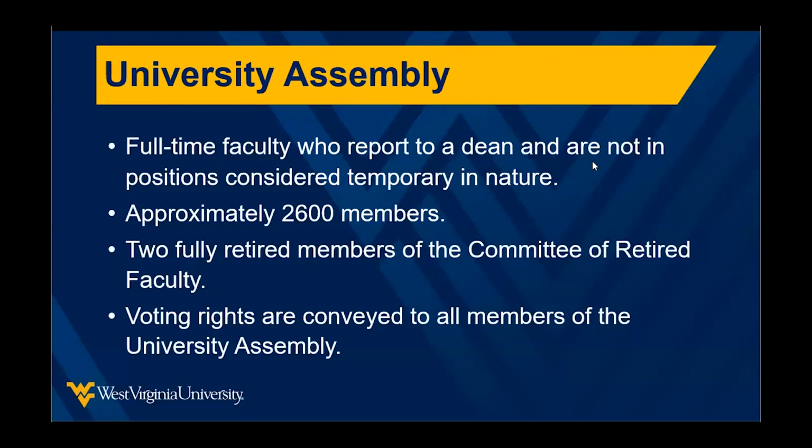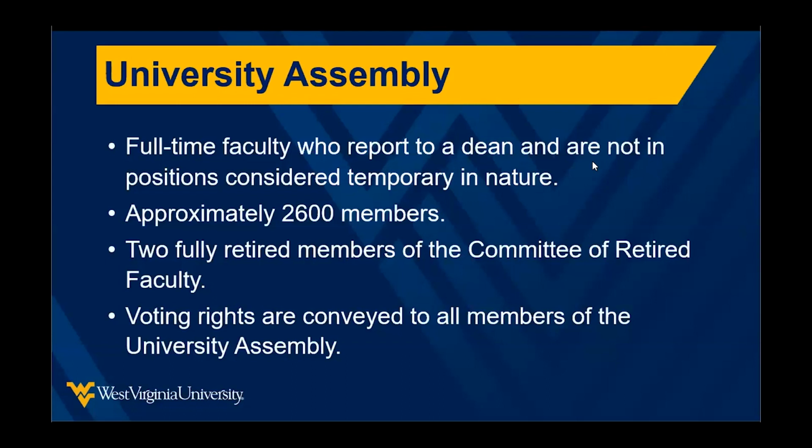So we have two sort of groups of faculty, if you will. The broadest group is what's called the University Faculty Assembly. You might be familiar with this if you have been around the university for a little while, particularly in the fall when we call a University Assembly meeting and have all faculty come together. So members of the University Assembly include full-time faculty who report to a dean and who are not in positions considered temporary in nature. So for instance, a one-year appointment as a visiting faculty would not be considered a member of the University Assembly.